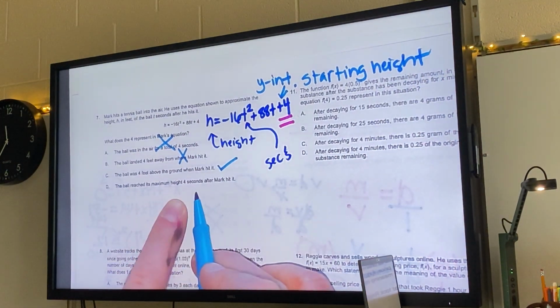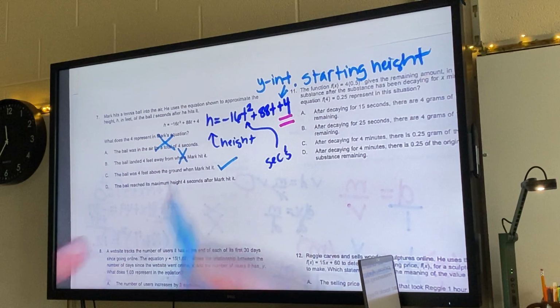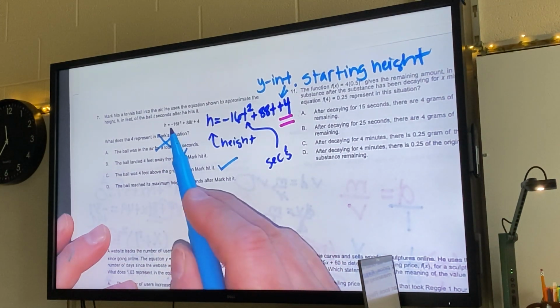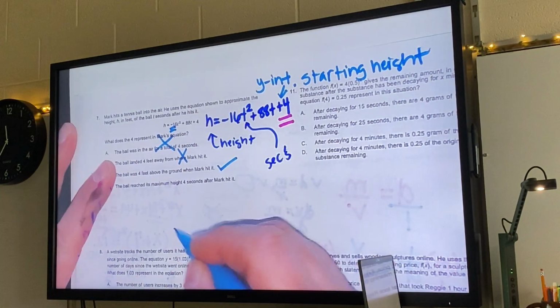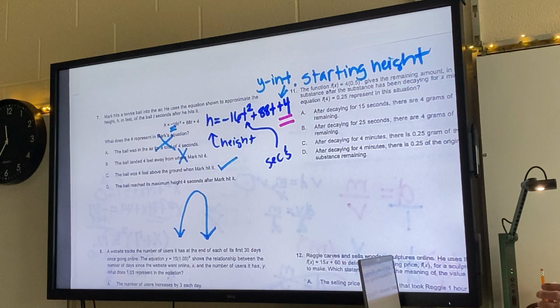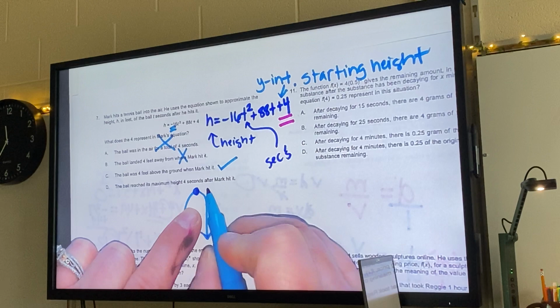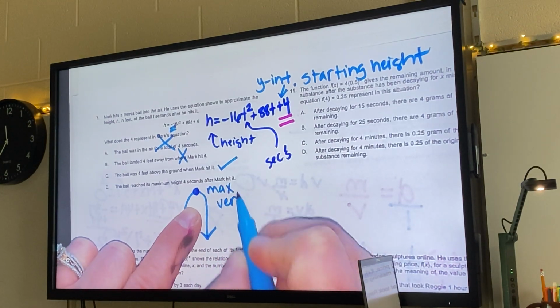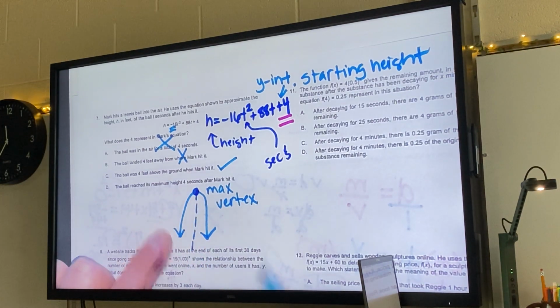The ball reached the maximum height after 4 seconds. If I graph this, is it a happy or sad face? It starts with a negative, so what's it going to be? Sad. So it reaches its maximum height at this part of the parabola. What's that part called? It's the vertex. So to find that out, we would need to figure out the vertex. We could put this on Desmos and look at it, and we would know that if we needed that.